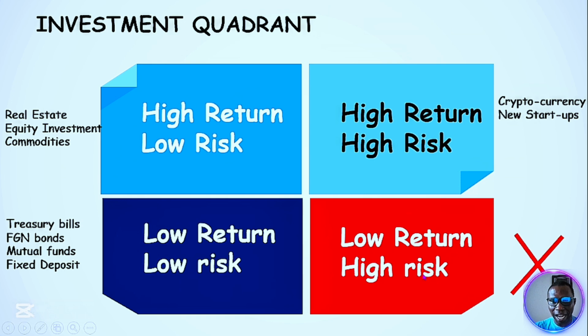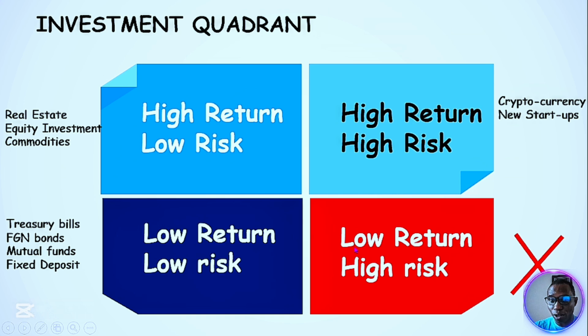You can see on the right side, we are going to start from low return, high risk, which means the risk involved in that investment is high compared to the return you are expecting, which is the interest rate or the dividend or the yield. It is low. And this is not advisable. That's why you can see a total X mark here, that it is not advisable in any way, in any form.